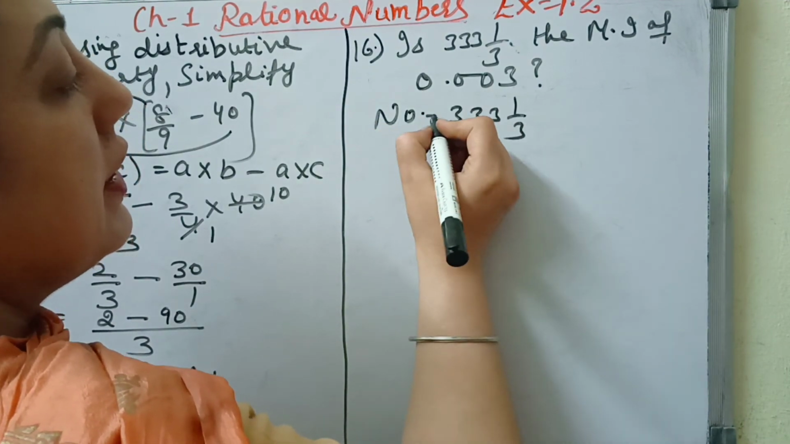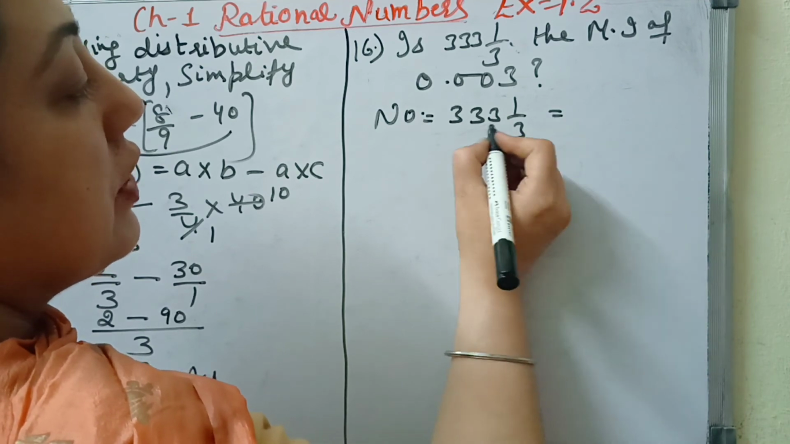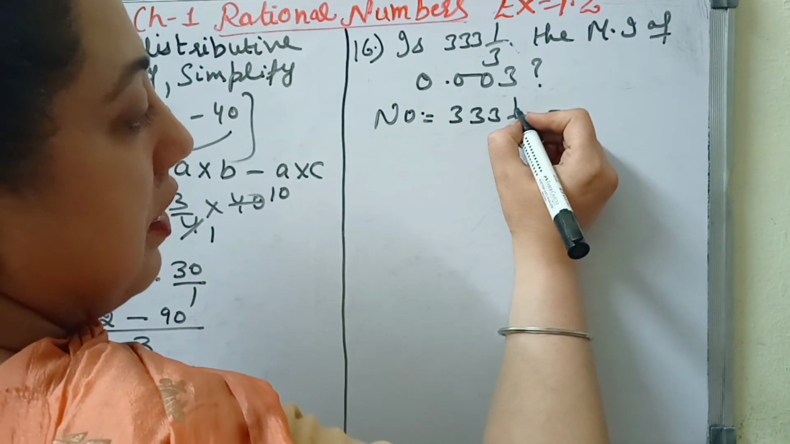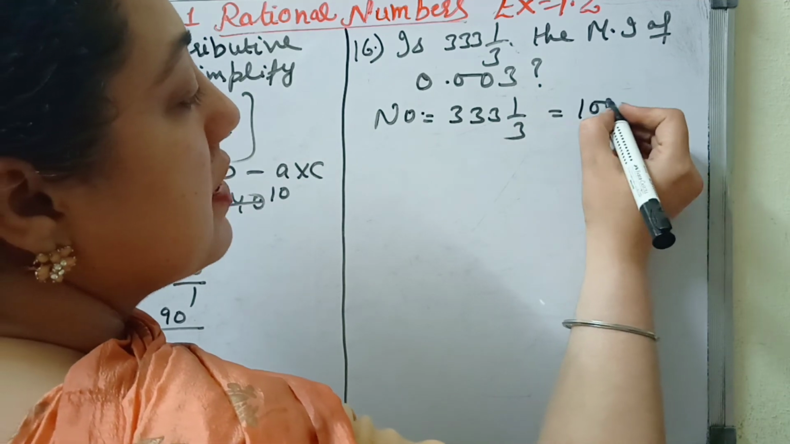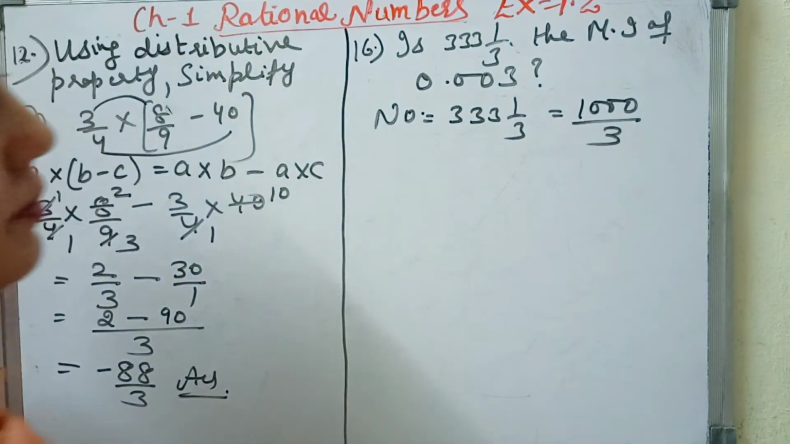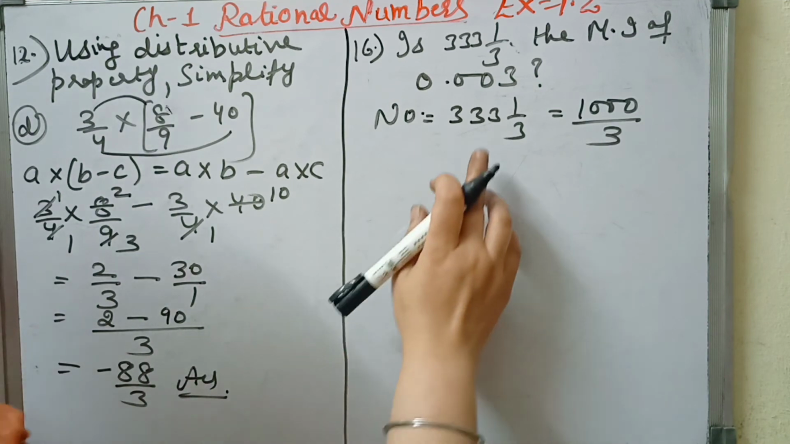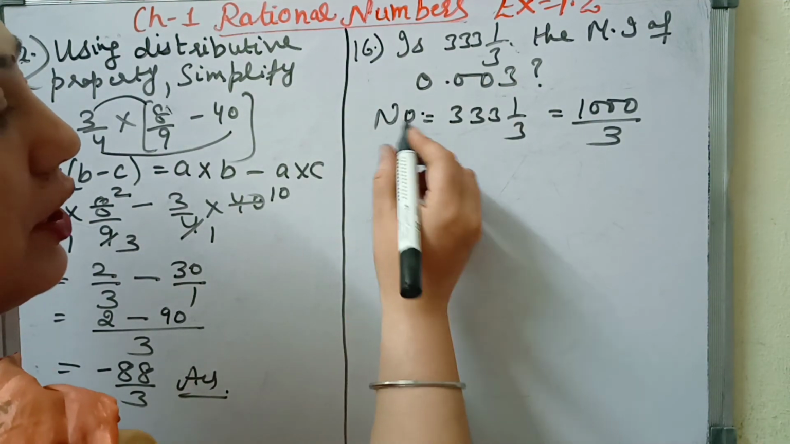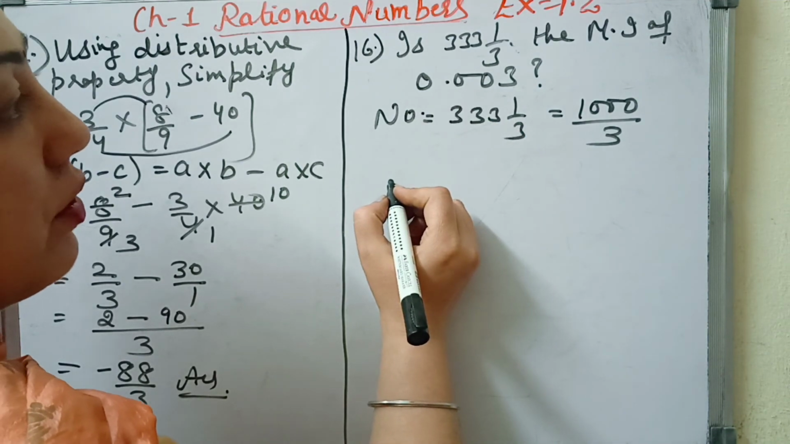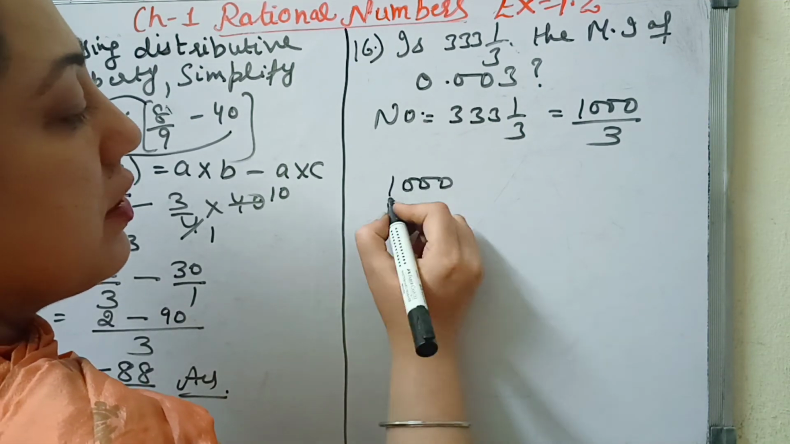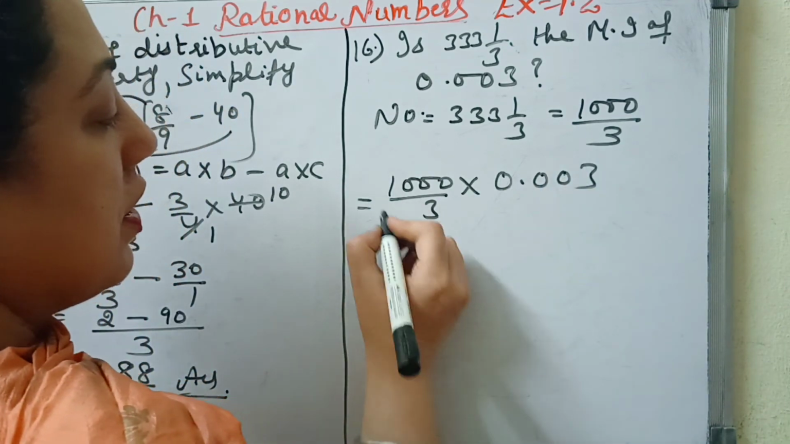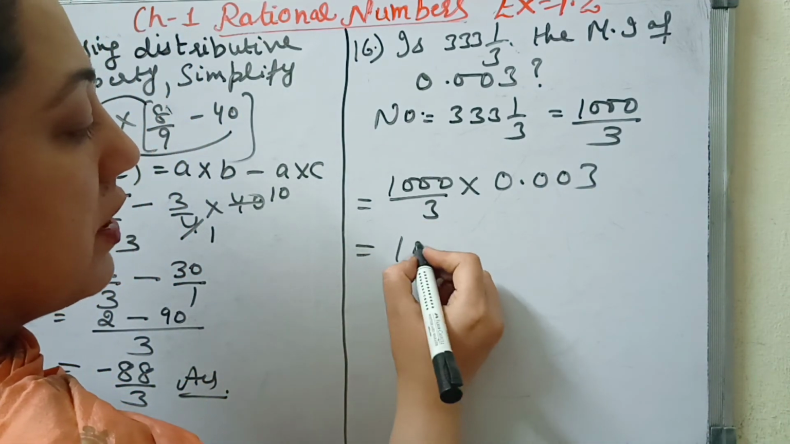The number is 3 1 over 3. When I multiply 3 into 3, you will get 9, and when I add 1 here, we will get 10 over 3. Now you have to check whether this is the multiplicative inverse of 0.003 or not. You multiply both numbers now. 10 over 3, I multiply it with 0.003. Now check whether the answer is 1 or not.